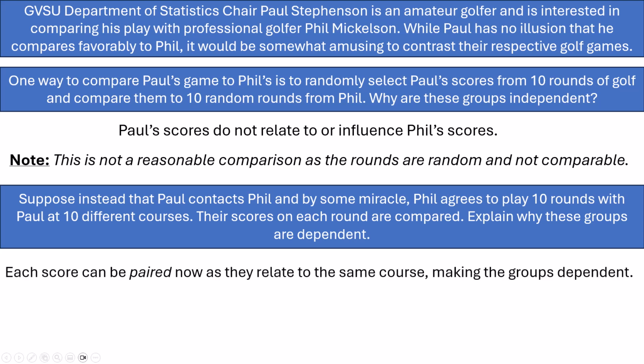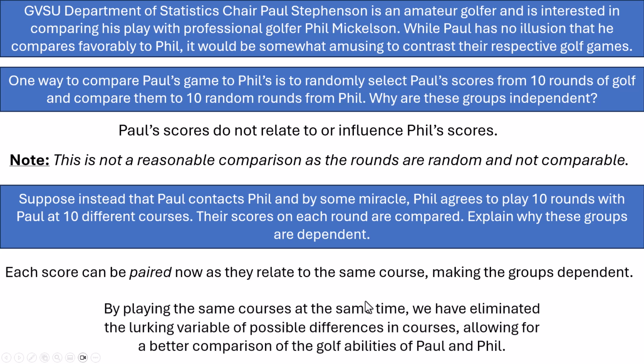Well, now in this case, we have the matched pairs situation, where each score can be paired. So we have the score at the first course for Paul and the score at the first course for Phil, and we could directly compare those values, and it would make sense to do that. So that's what makes this dependent groups. By playing the same courses at the same time, we have eliminated the lurking variable of possible differences in courses, allowing for a better comparison of the golf abilities of Paul and Phil.